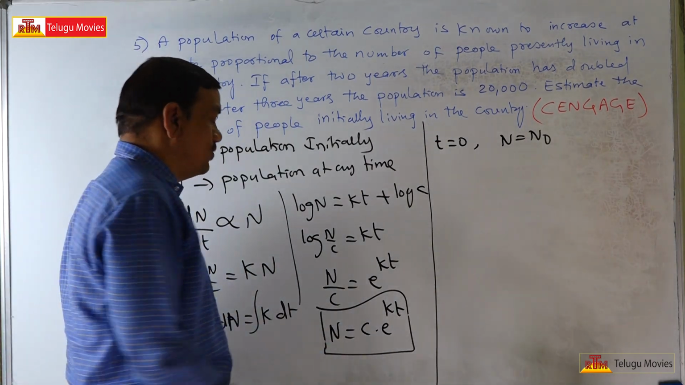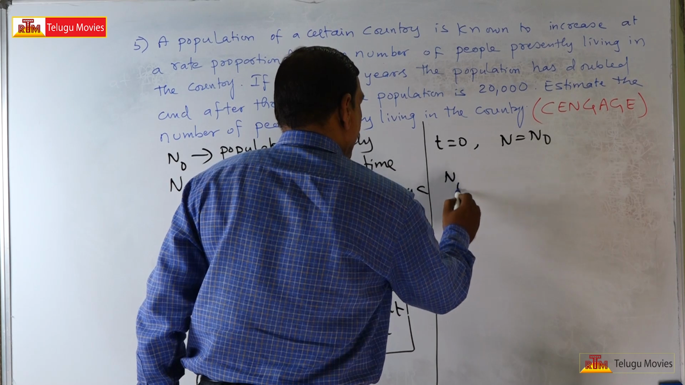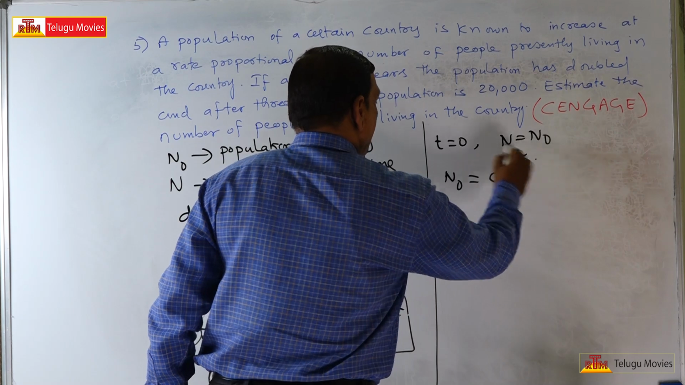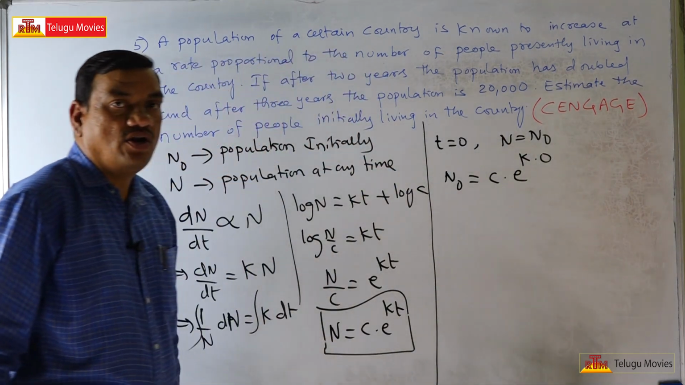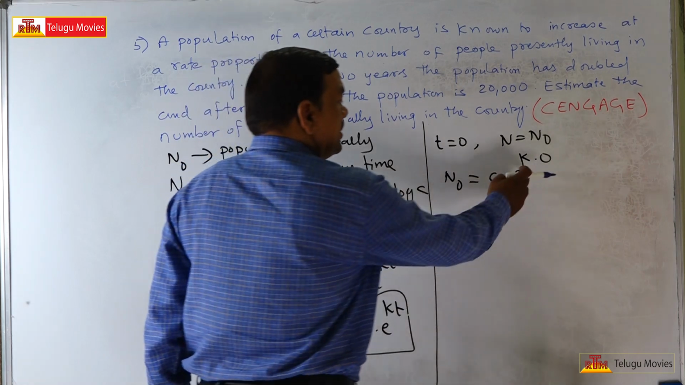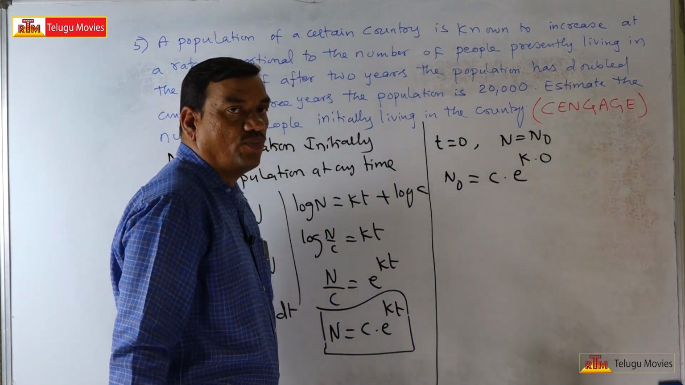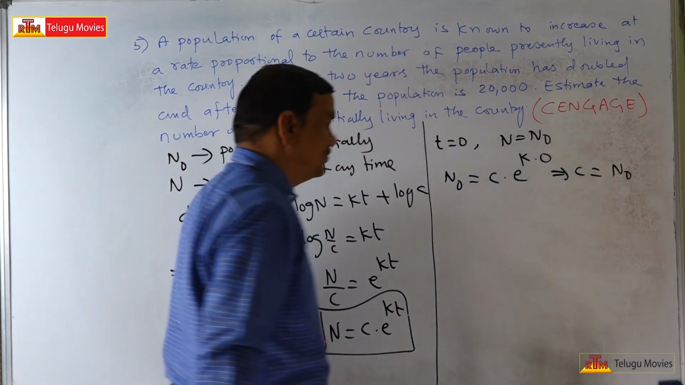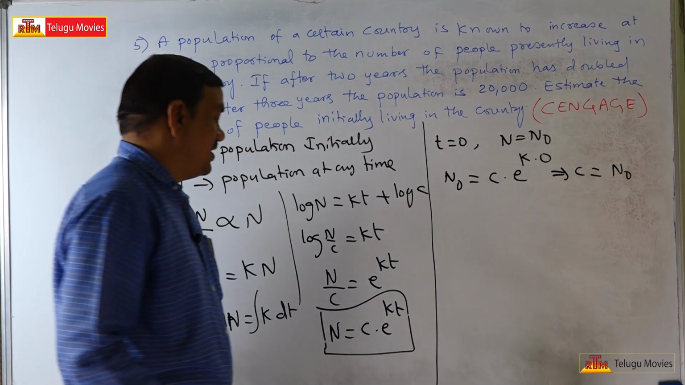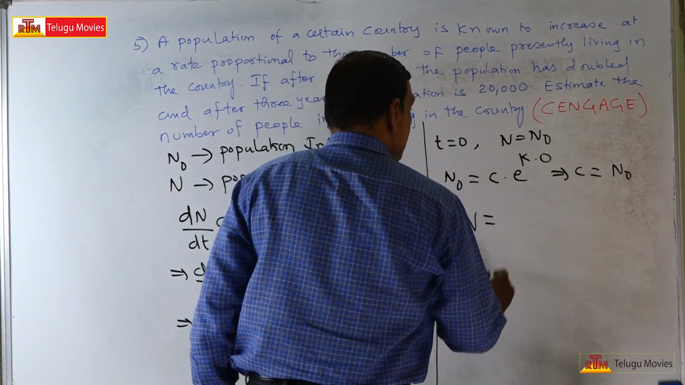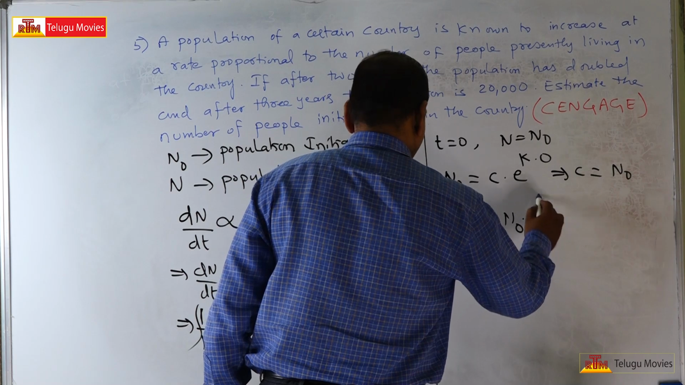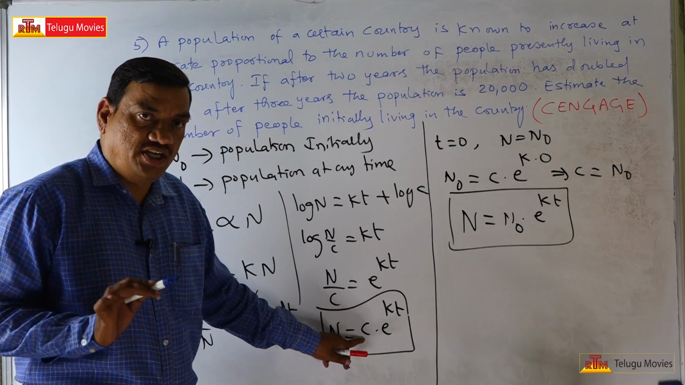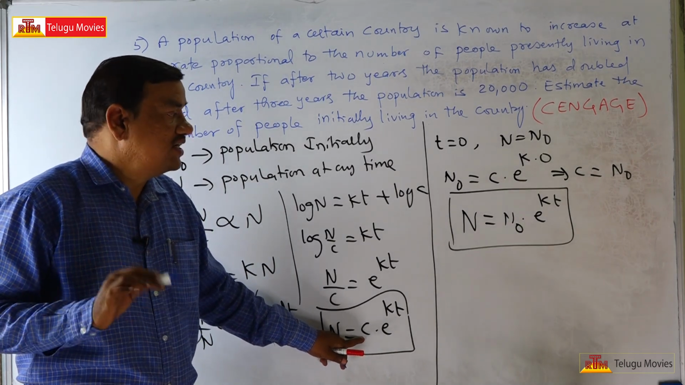So n is equal to n naught, c value we don't know, e to the power of k into t value, which is 0. From this, what can you say? E to the power of k into 0, that means e power 0, is 1. From this, your c value is n naught. Very nice. Your equation becomes n is equal to n naught into e power kt. So I removed c. Now we got the value of c, that is n naught.